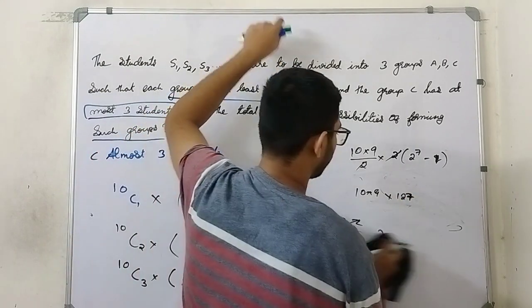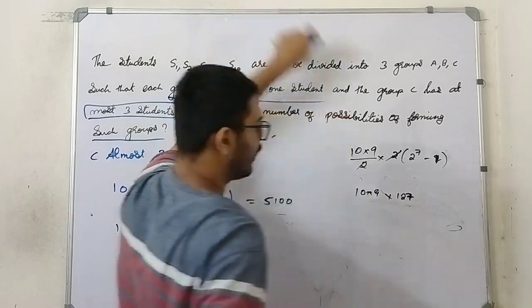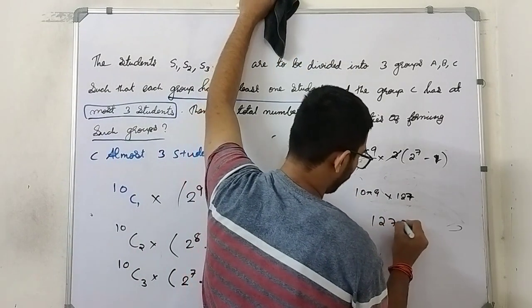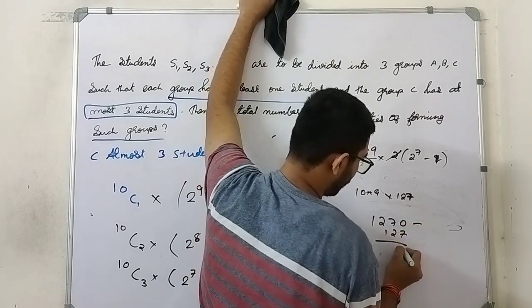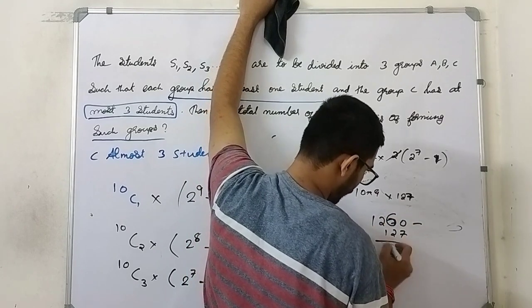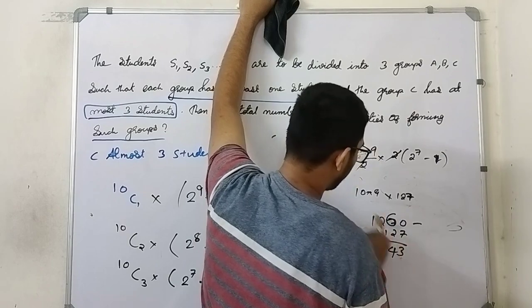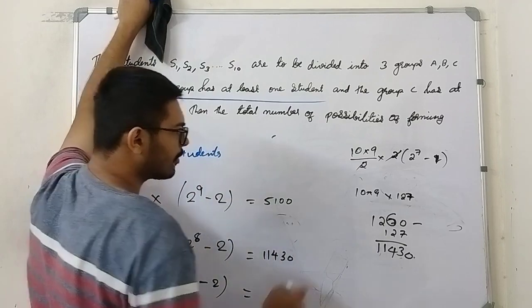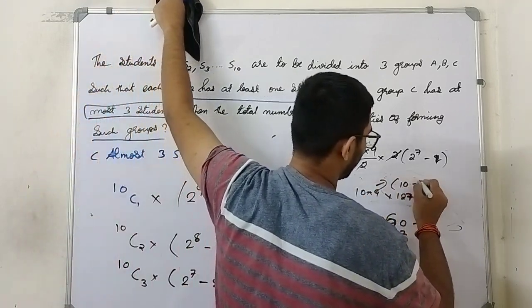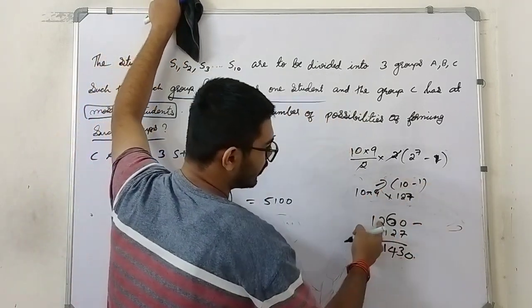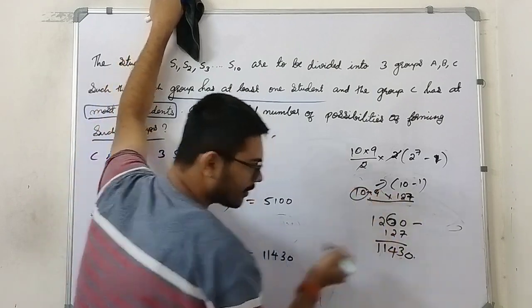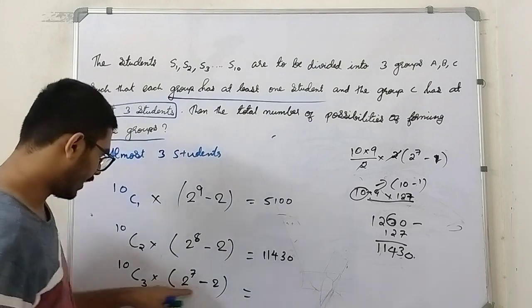Now we can calculate. So 127 into 9 into 10. 127 into 9 will be 1270 minus 127, which is 1143, and into 10 this value will be 11430. Because I have calculated it as 10 minus 1, so 10 times this value minus 1 times this value, we can calculate this. After that we can put a 0. Now we can calculate this value.